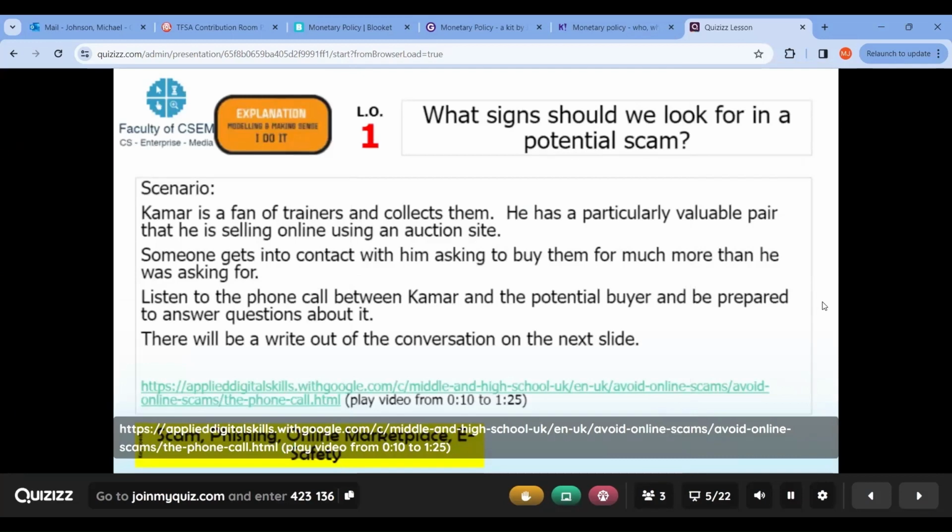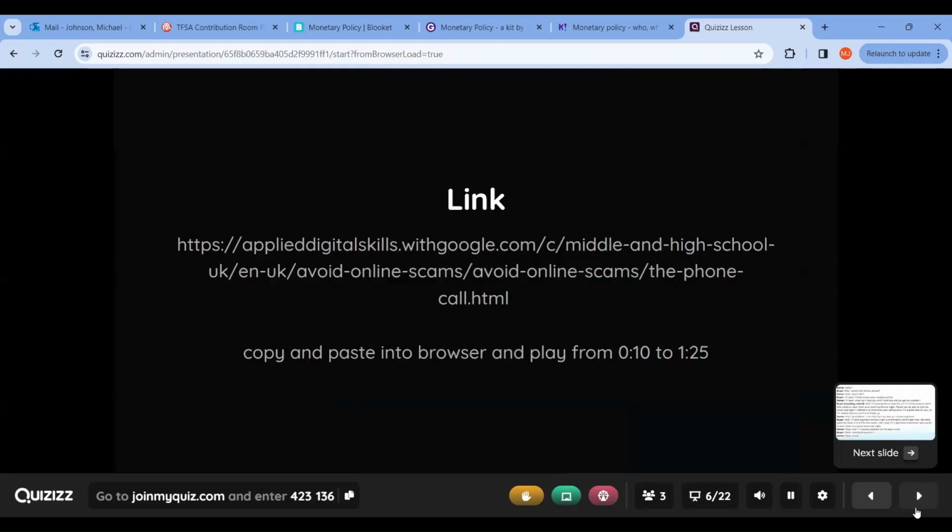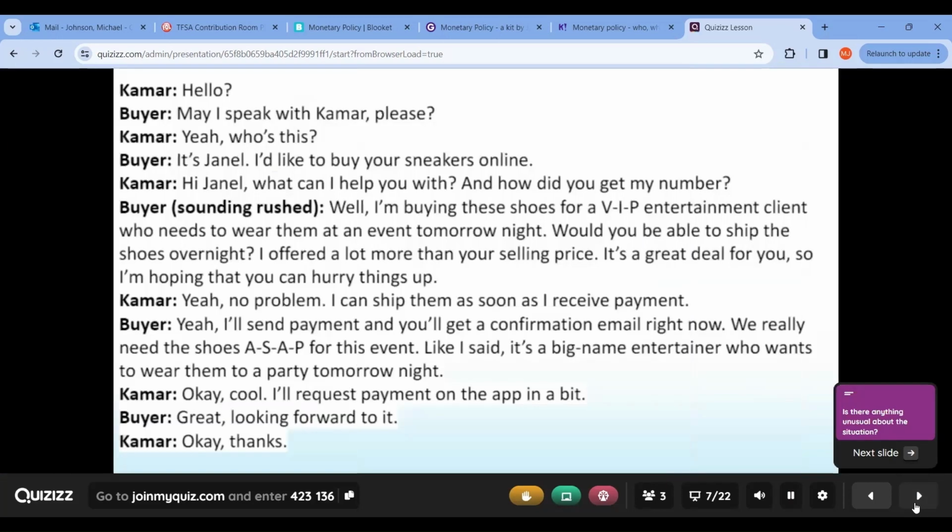So, scenario: Kamar is a fan of trainers and collects them. He has a particularly valuable pair that he's selling online using an auction site. Someone gets in contact with him asking to buy them for much more than he was asking for. So let's read the conversation here. In this case, they're buying shoes and sending payment.